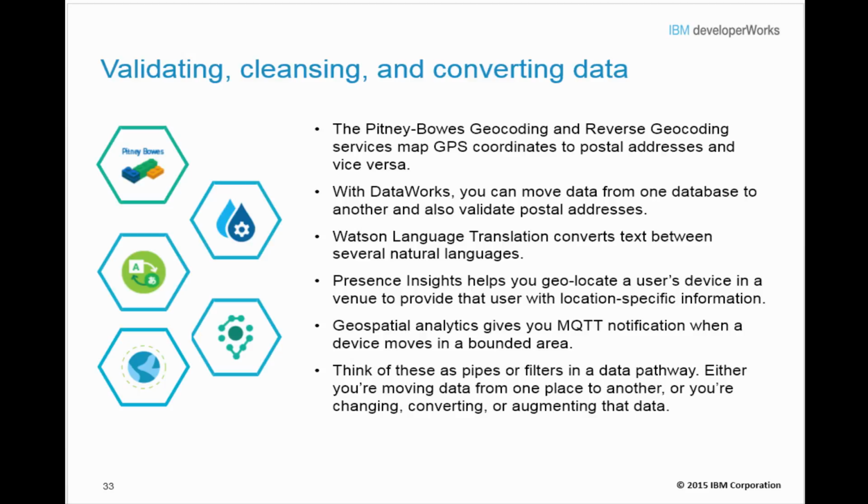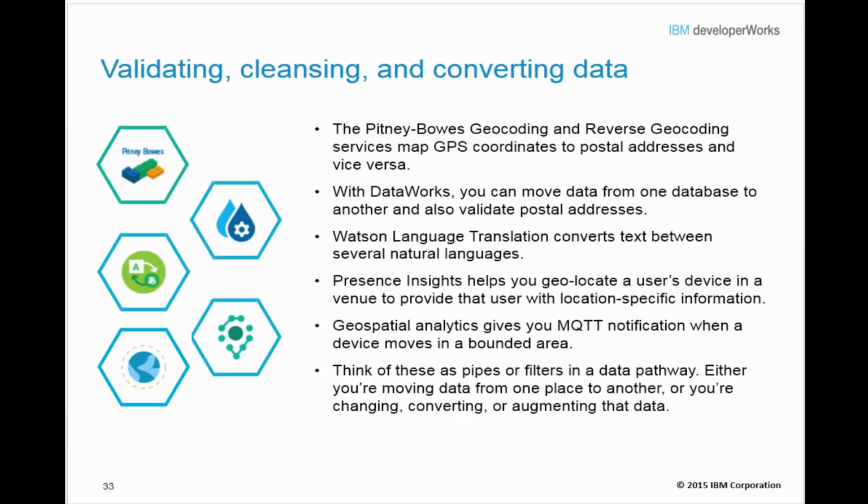So in any case, what you really want to do is think about these as being pipes or filters in a data pathway. They're not going to be the end state for your data. They're different ways of getting data from one place to another or converting it as it flows down the pipeline. So again, think about this notification coming from your mobile application that is encoded originally as a GPS coordinate. You would flow that into the Pitney Bowes service. You would get a different piece of information out in terms of a postal address.